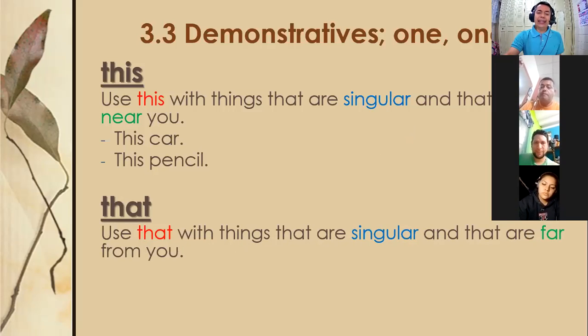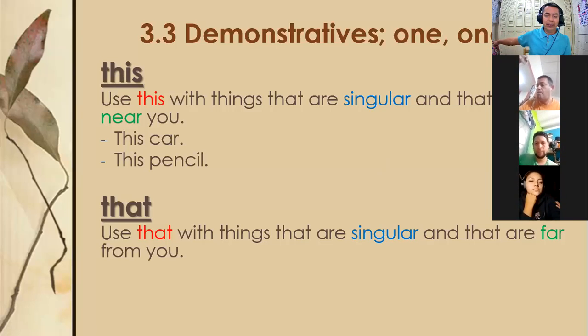Use that with things that are singular and that are far from you. They are singular, but they are not near. They're not close. They are far, right? For example, can you look at my calendar over there? There is a calendar on the wall. So it is that calendar, because it's not near me, it's not close, it's far from me, right? The calendar is at the corner, there is a bicycle from my daughter. So you say that bicycle, right?